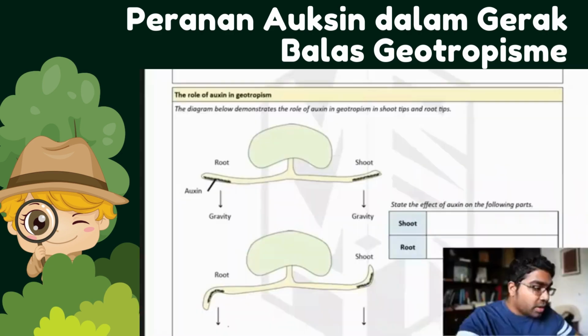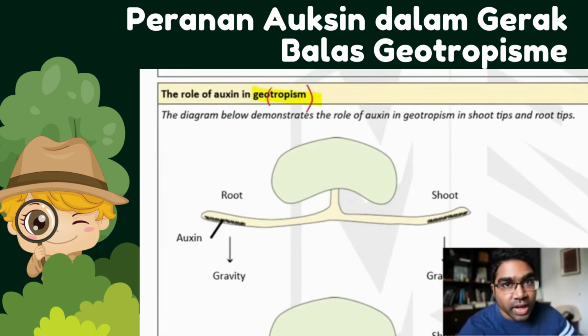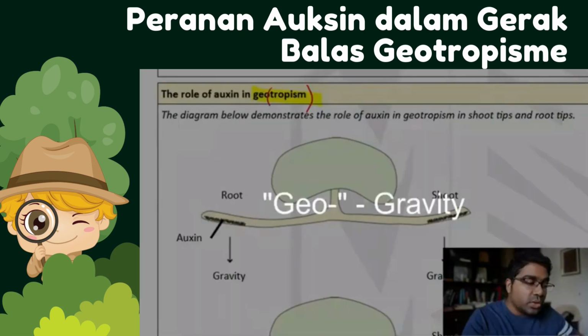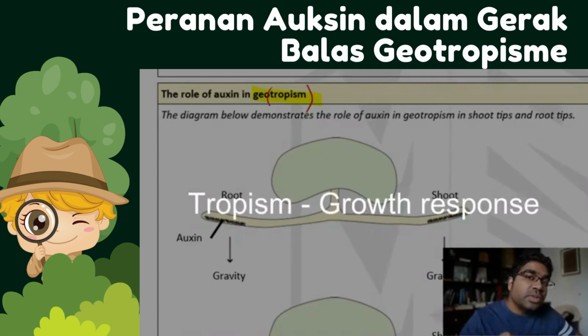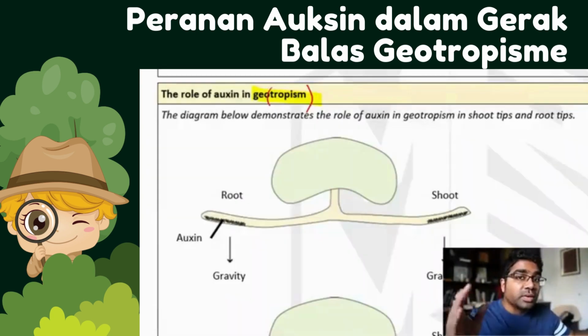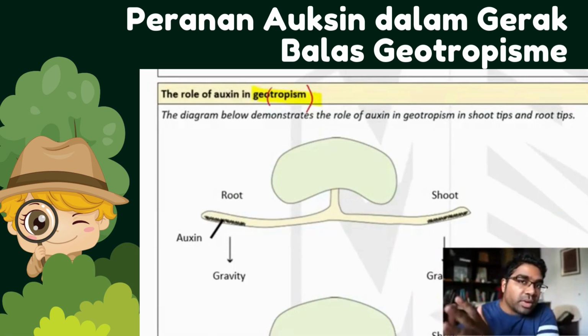Let's get started. In geotropism, first let's address this word. Tropism is a type of plant response, and the response is towards certain stimuli. In this case, we are talking about geotropism. So geo is for gravity. Geotropism is the response of the plant towards gravity. And tropism responses are growth responses. So the response is growth either towards gravity or away from gravity.